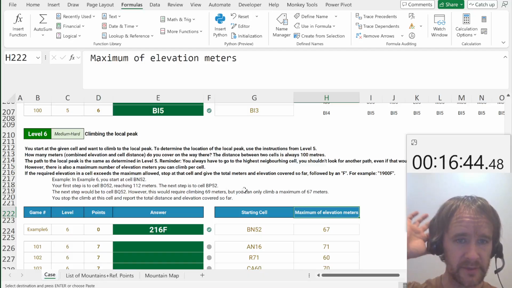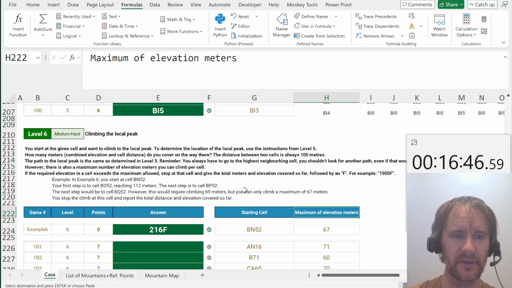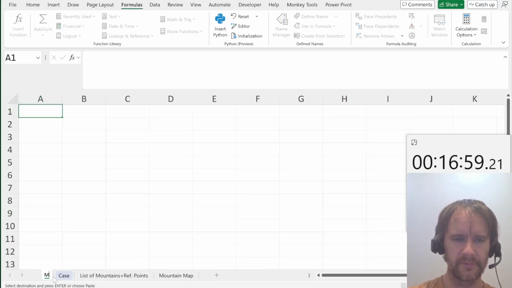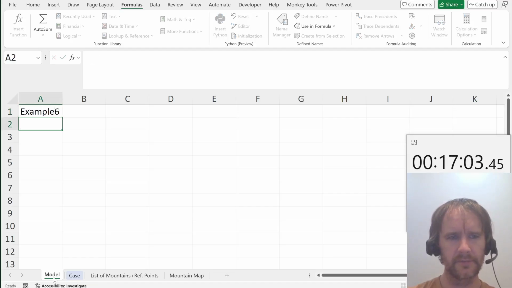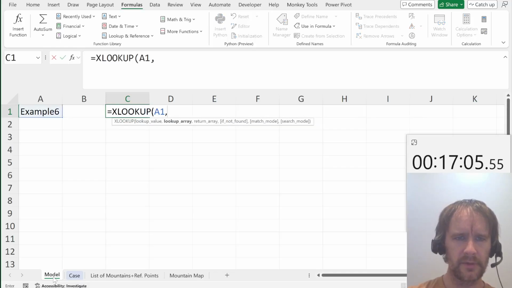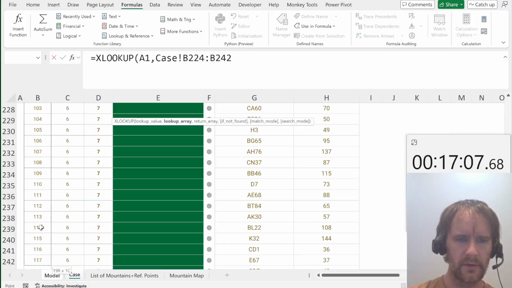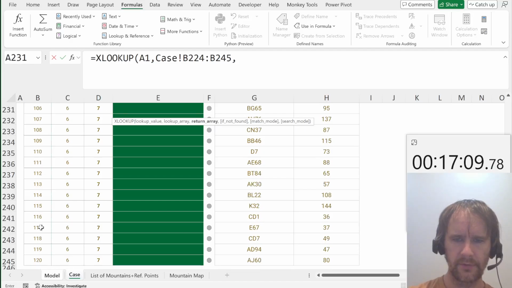However, there's also a maximum number of elevation meters you can climb per cell. If the required elevation in a cell exceeds the maximum allowed, stop at that cell and give the total meters of elevation covered so far, followed by an F. Oh my god. Okay, time for a model. Example 6. And we'll XLOOKUP this in here, returning from here.